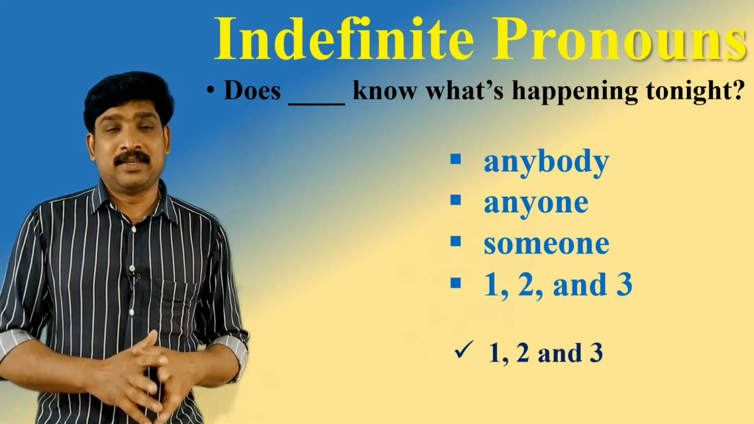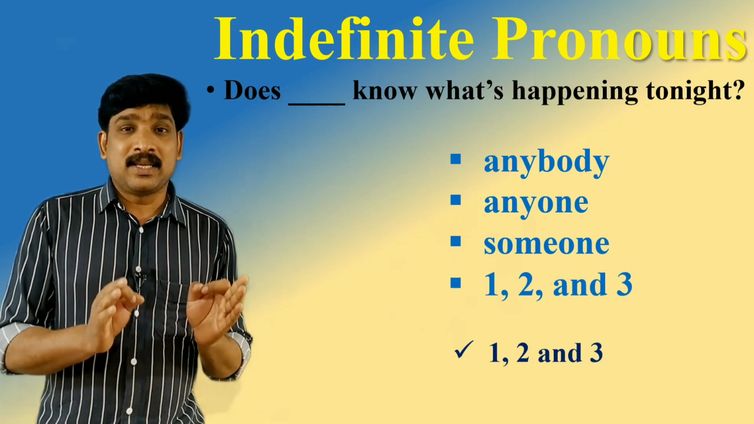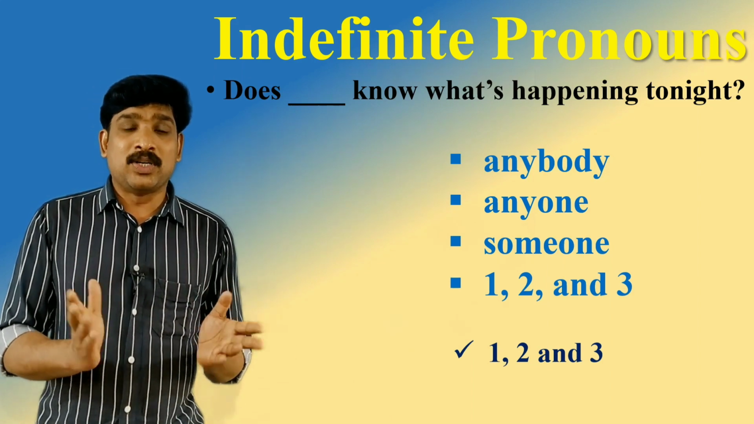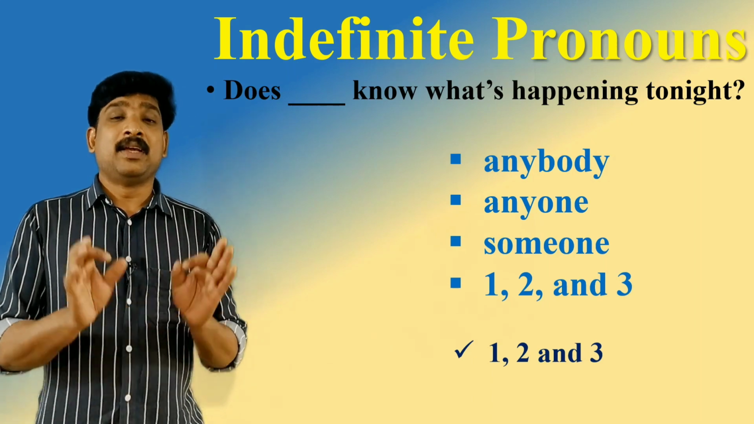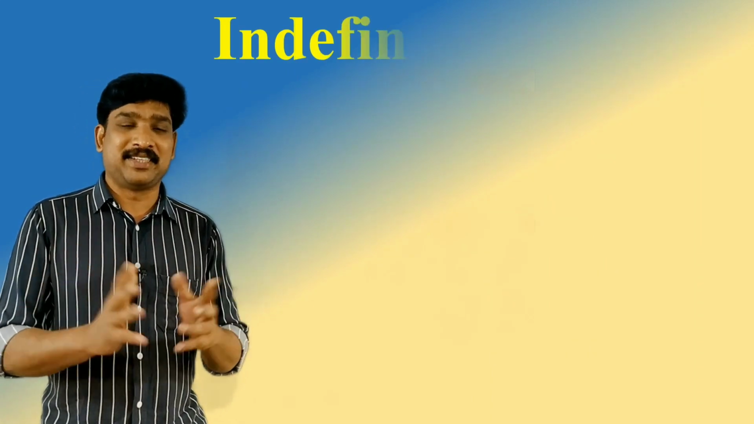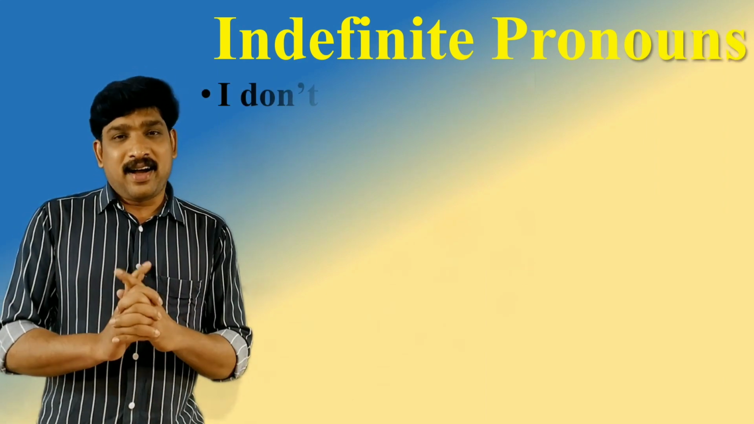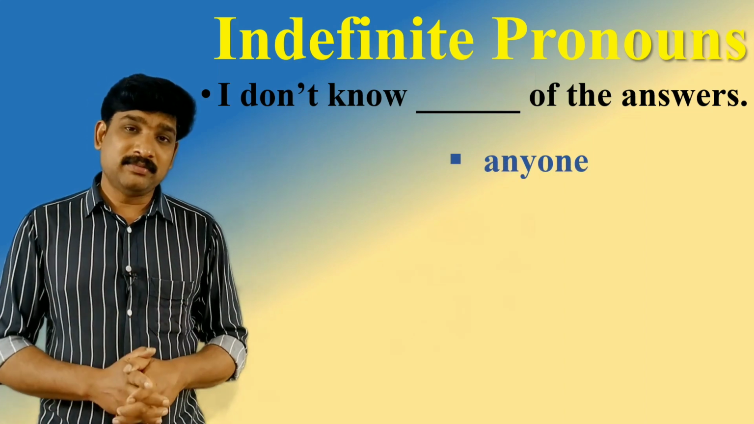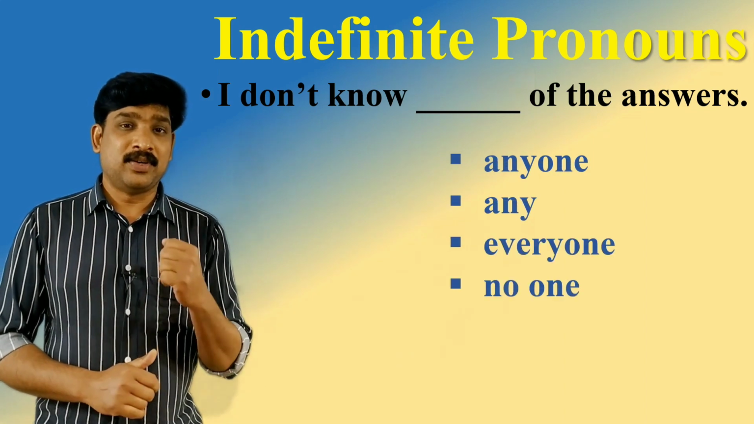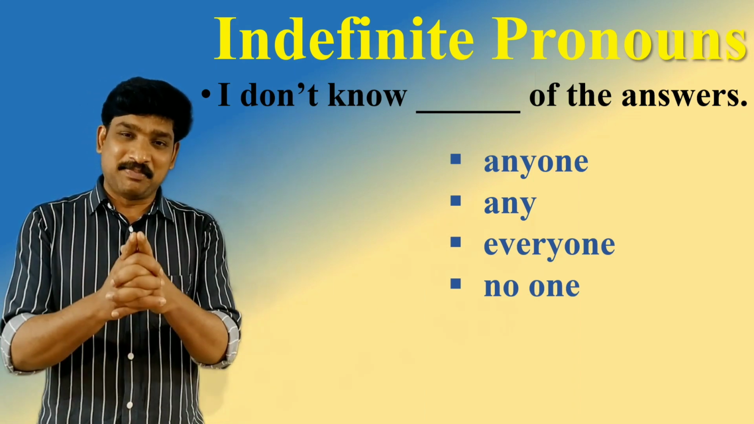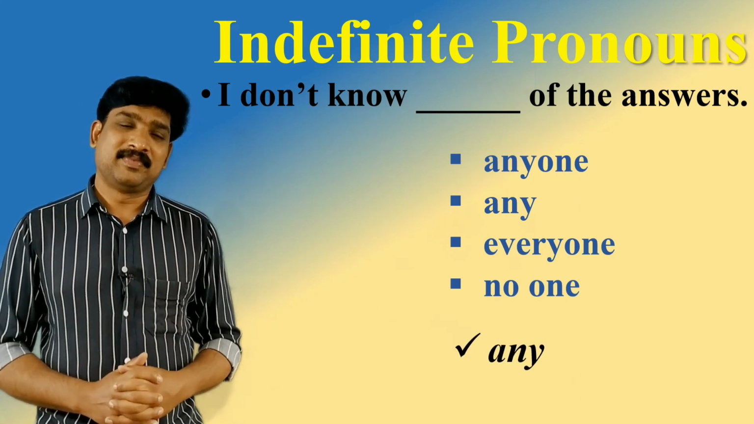All these are correct. Suppose you say, does anybody know what's happening tonight? Does anyone know what's happening tonight? Does someone know what's happening tonight? All these are correct. Another example. I don't know dash of the answers. Anyone, any, everyone, no one. Which do you think is the correct answer? It's nothing but any.